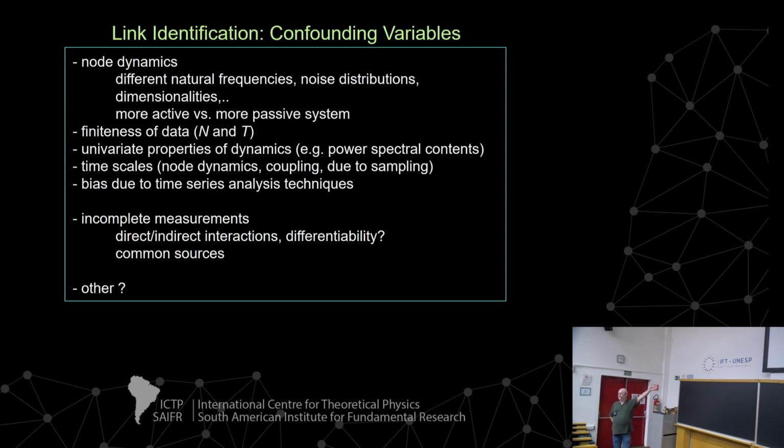Of course, you need to take into account the finiteness of the data, the limited observation times that you have, any kind of univariate properties like the power spectral contents, and so on, the different time scales. There might be some kind even of a bias due to the approach that you have chosen. Something that would need to be taken into account. You could even have some kind of incomplete measurements. I mentioned this with the example of somebody that makes noise in the background. There might be many other phenomena that are not on this list, but this is something that has been identified already as a confounder.